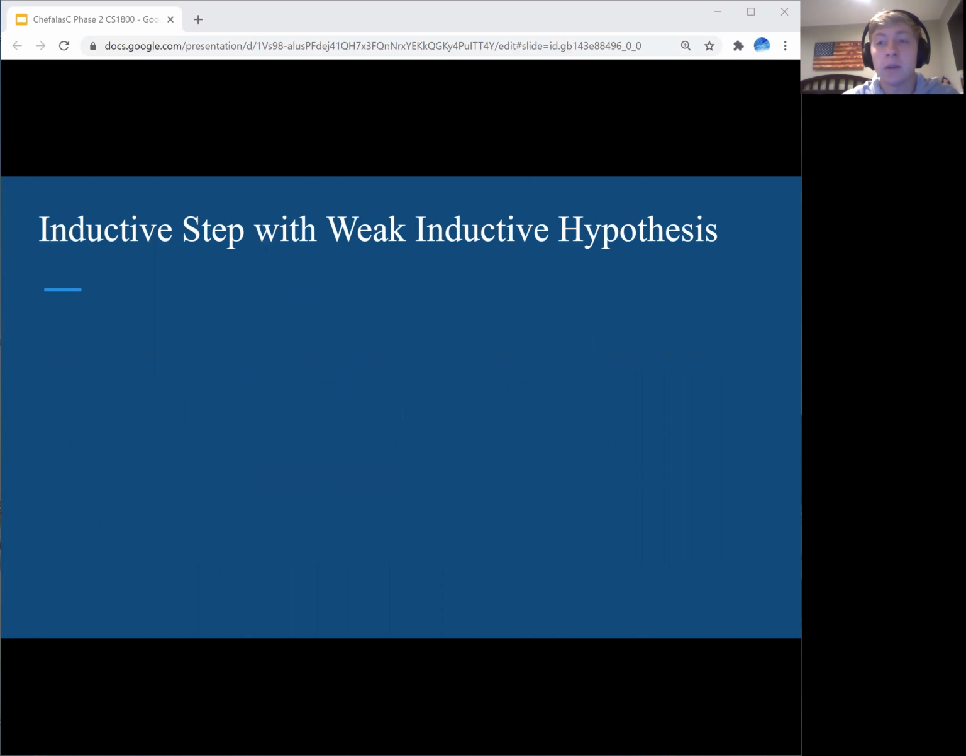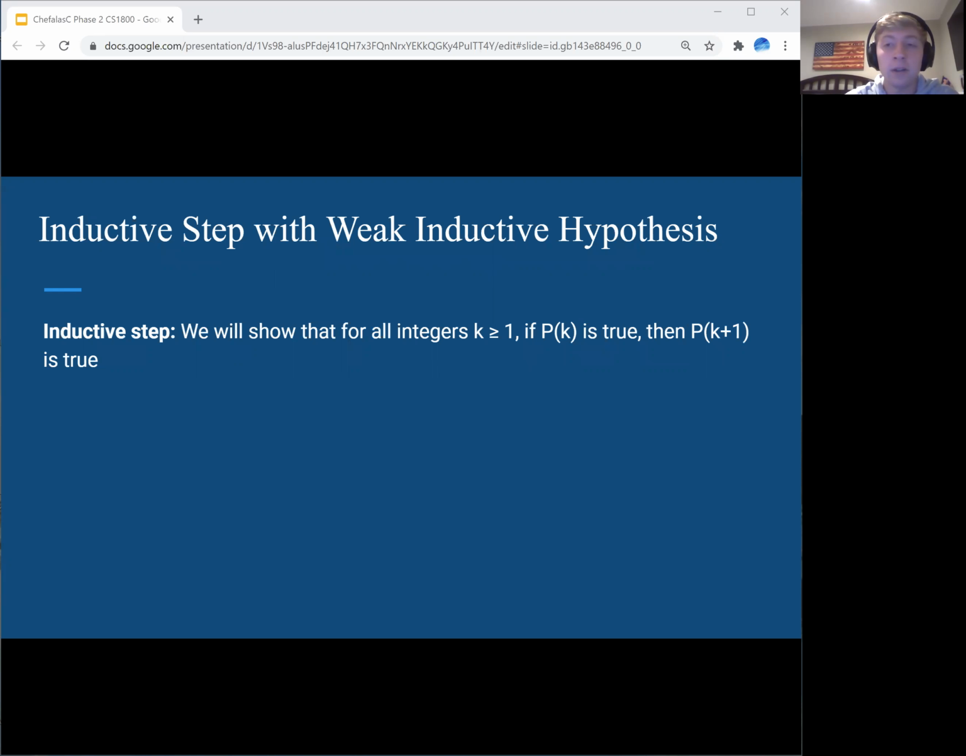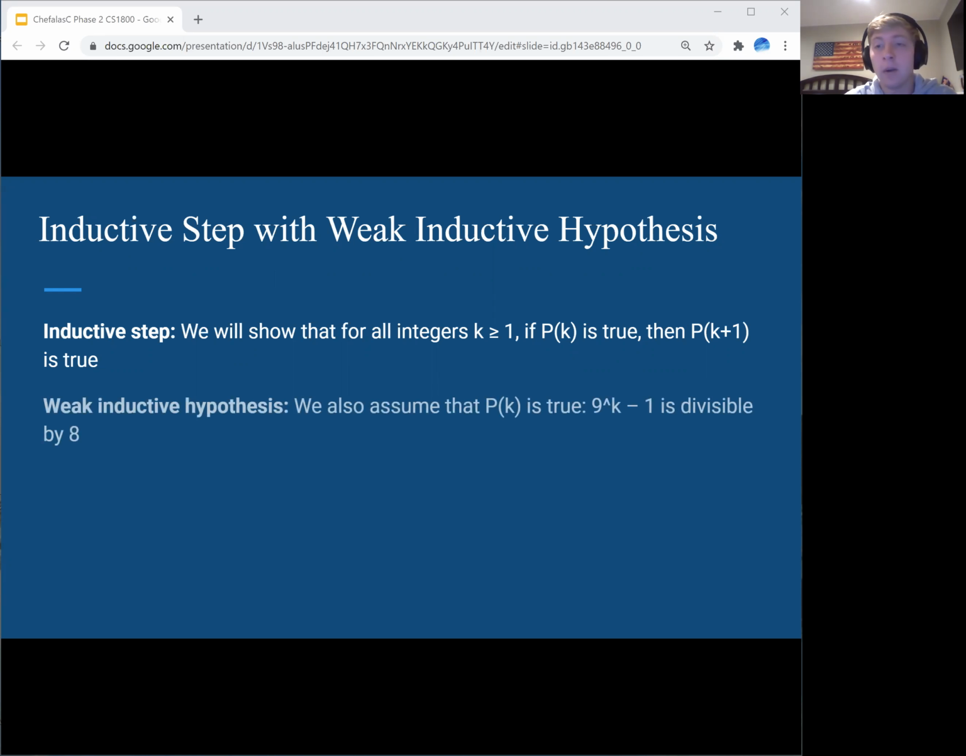After proving our base case, we state our inductive step along with our weak inductive hypothesis. For this problem, our inductive step is that for all integers k greater than or equal to 1, if P(k) is true, then P(k+1) is true. To prove our inductive step to be true, we will be using our weak inductive hypothesis. Our weak inductive hypothesis allows us to assume that P(k) is true. Whenever proving equivalence through induction, it is often very helpful to create an expression from our inductive hypothesis that we can use later in our proof.